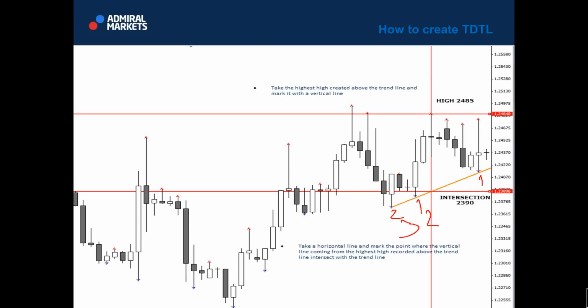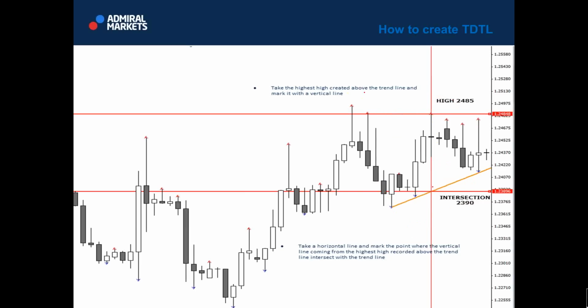Even though there are 3 points, 2 points are enough, okay? Now we take the highest high created above the trend line, and this is definitely the highest high because this is the last point. And if we take this price projection into account, we have definitely a high within this range. And this is the high.